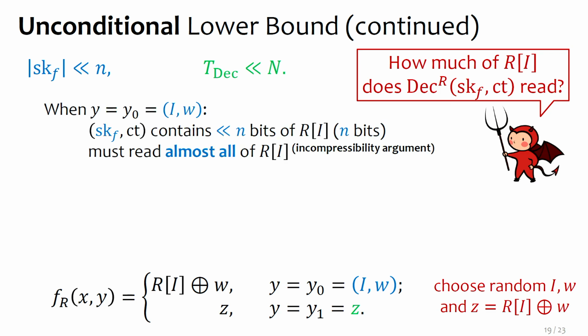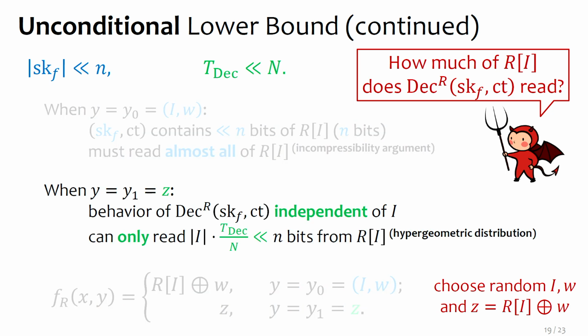Now, let's analyze the two cases. When Y is in the form of I, W, the secret key and the ciphertext contain much, much less than n bits of R sub I, which itself is n bits. Therefore, the decryption algorithm will have to read almost all of R sub I. And this can be formalized using an incompressibility argument. When Y is just Z, the secret key and the ciphertext and R contain no information about I, because I only appears in Z as R sub I XOR W, and it's one-time padded by W. Therefore, it can only read a tiny portion of R sub I because it cannot guess where I is. And this will give us a high advantage gap, thus proving that the scheme cannot be secure if it has both sublinear size and sublinear time.